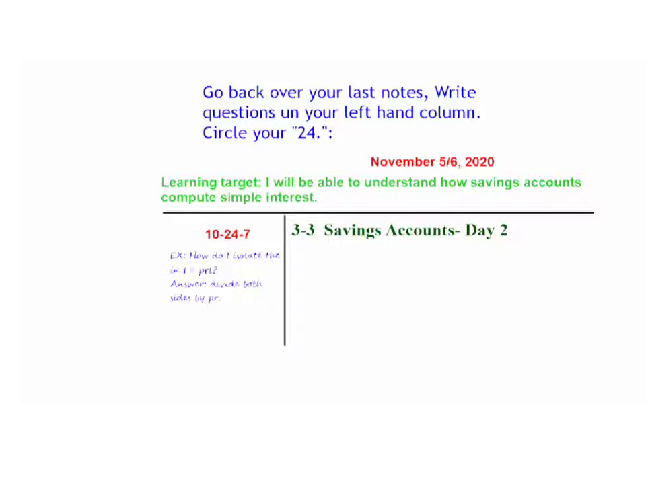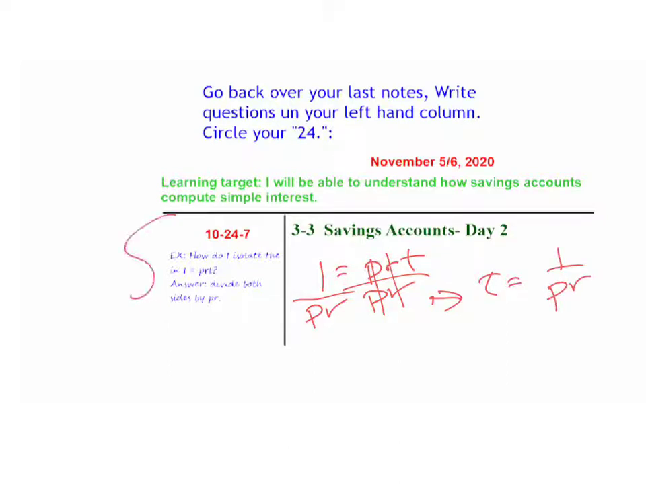So what I'm saying is something like this. I equals PRT, and we divide both sides by PR. These two over here cancel out, and what we end up with is T equals I divided by PR. When you get that question down, or any question you choose for that day, please circle your 24. Hopefully your 10 is already circled.